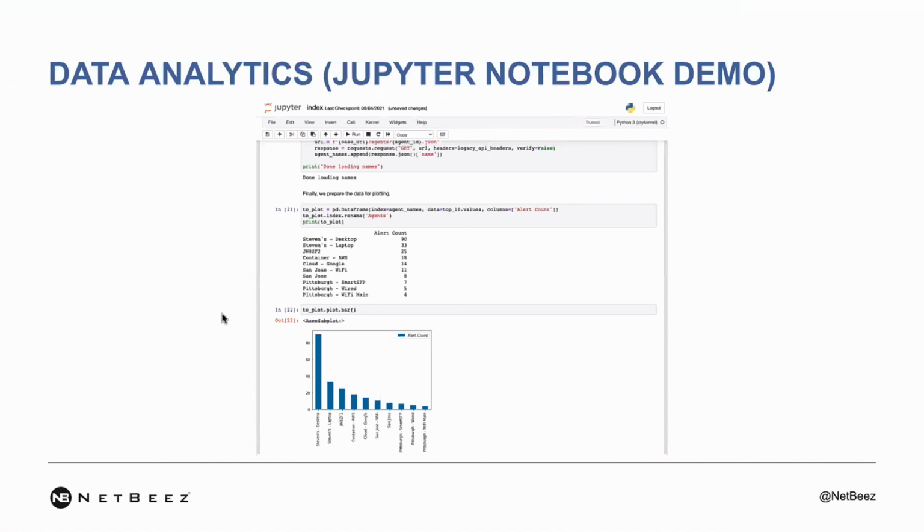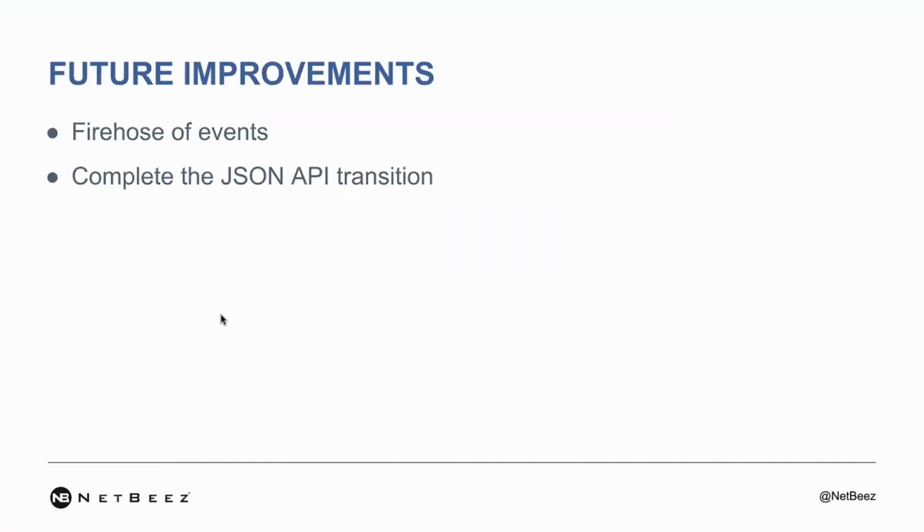And that concludes the demo portion. And basically, for future improvements of our API, we're planning on providing a fire hose of events where it's going to be a data stream that you will be able to connect to and retrieve all kinds of events that are being generated by NetBeez. And of course, as we move along, we want to complete the JSON API transition so we have a more uniform set of APIs.